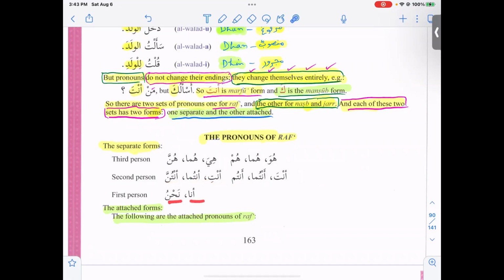Ana nahnu. See, third person, huwa huma hum, hiya huma hunna. Second person, anta antuma antum, anti antuma antunna. And the first person, I, ana nahnu. Did you get the idea? This was my second song. Why I felt Allah inspired me? Because these songs make it easy for us to remember.